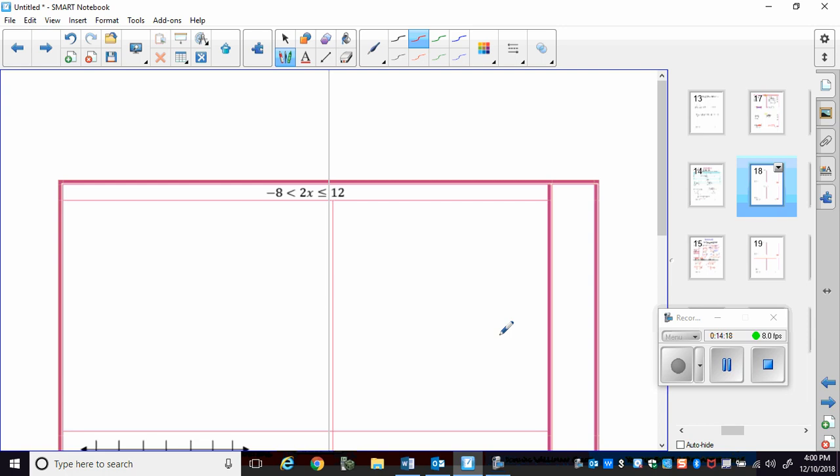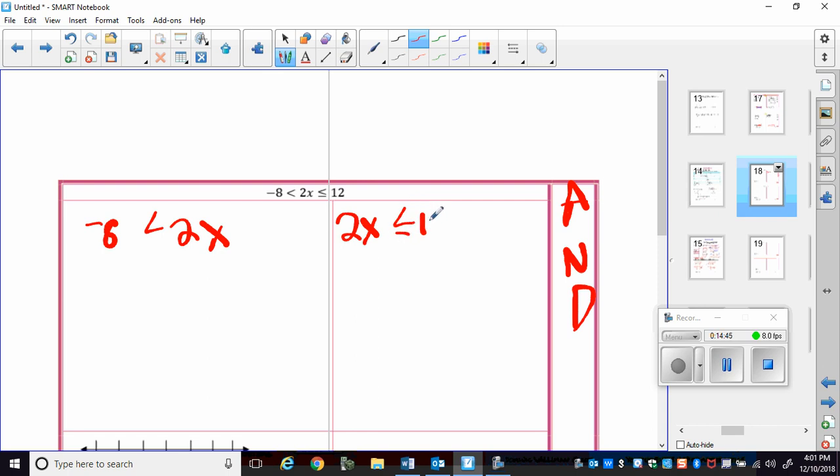The next one is an and statement as well. When I set this up, I have -8 is less than 2x on one side, and then I have 2x. Remember, I used that portion in the middle twice, is less than or equal to 12.